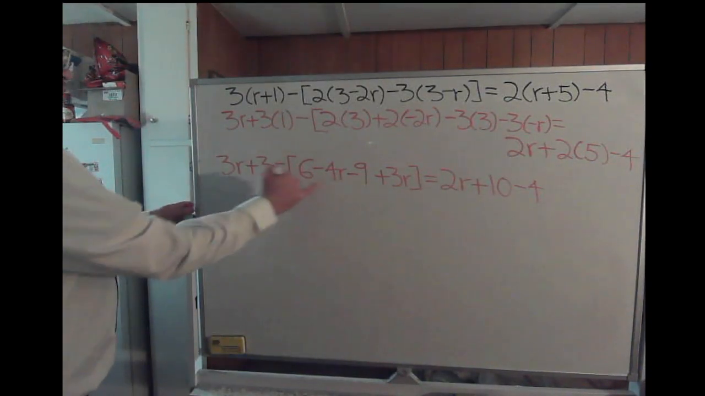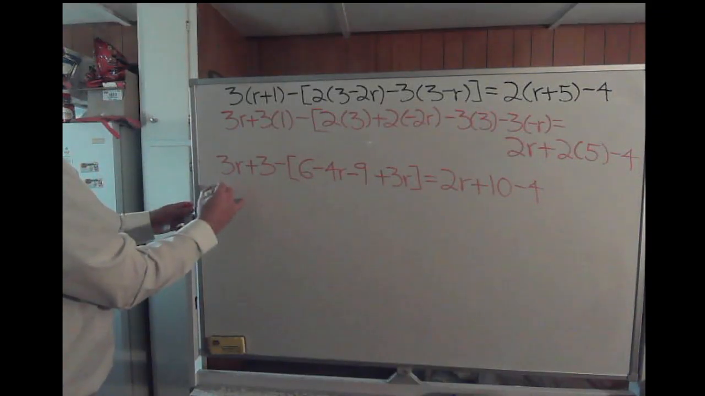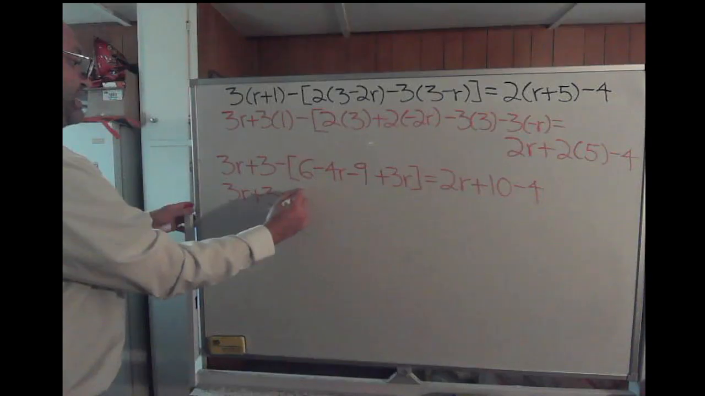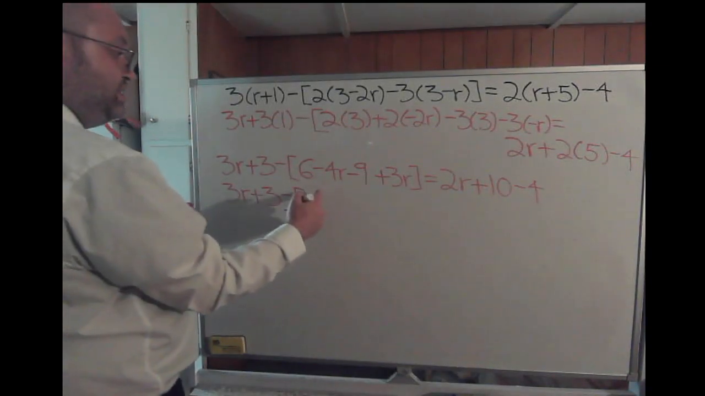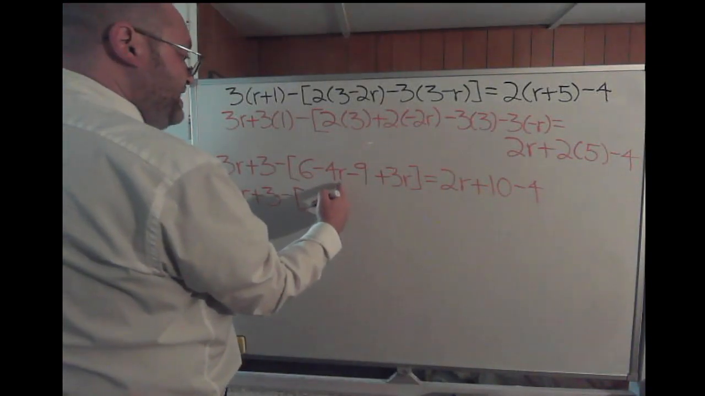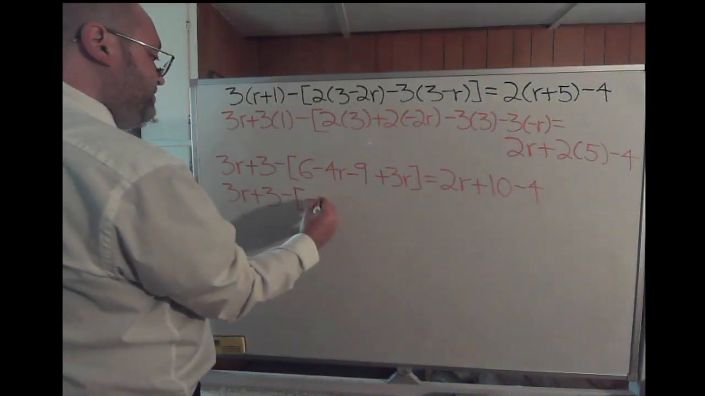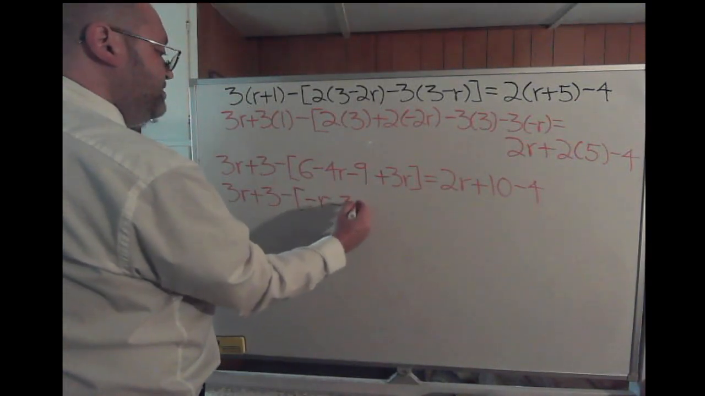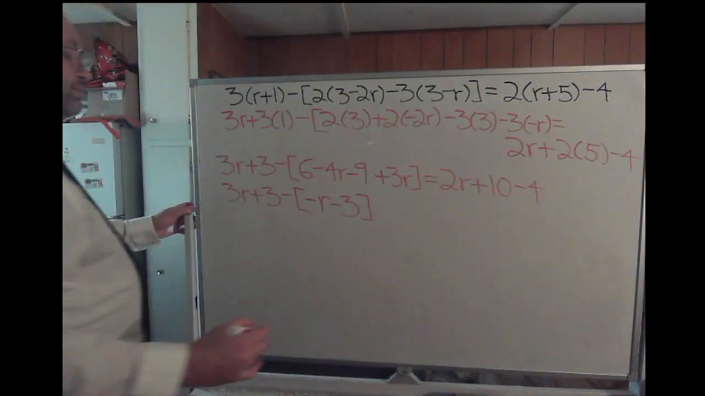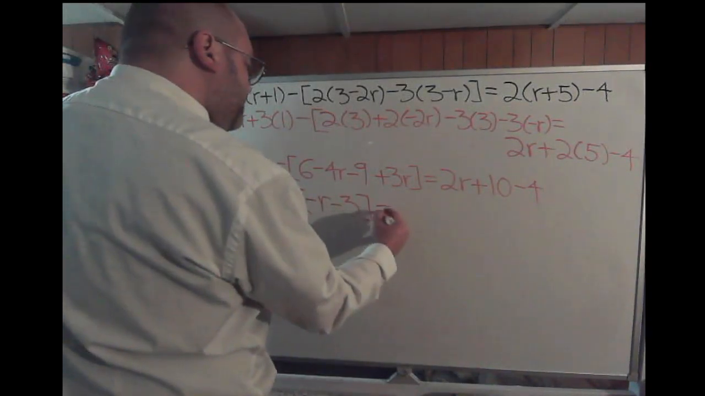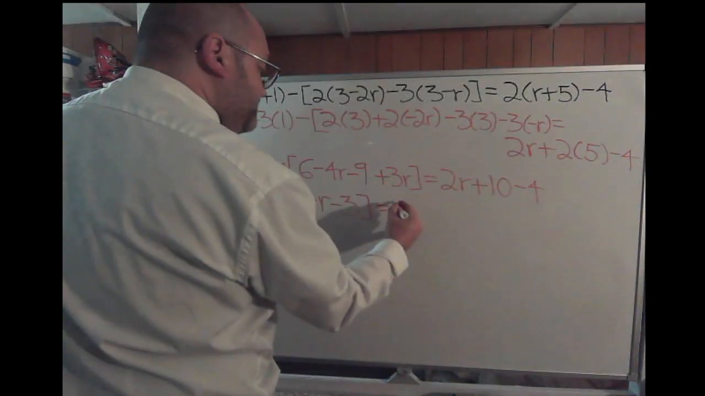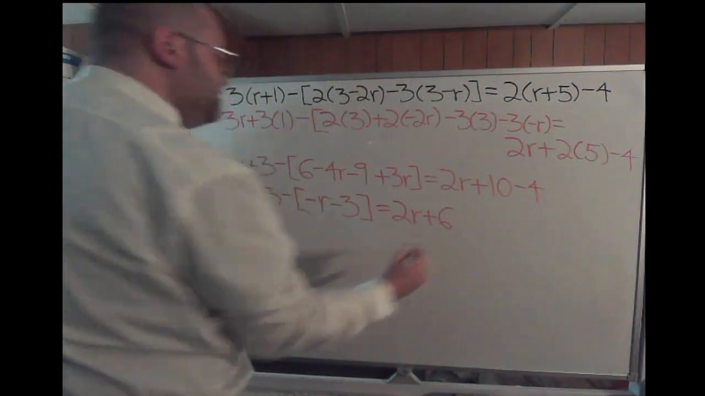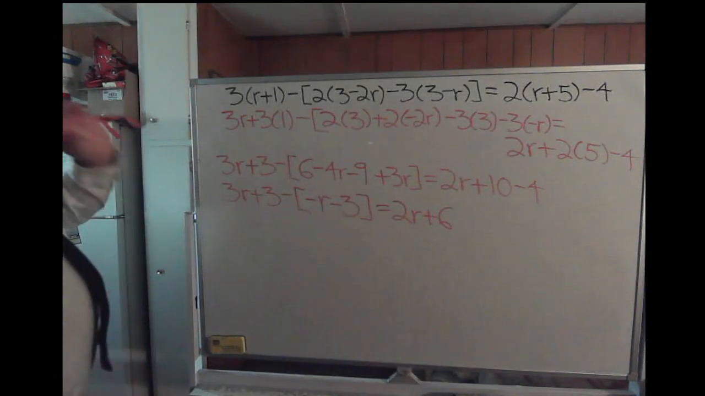So, we're going to work inside the brackets first. We'll leave that 3r plus 3 alone for a minute. Now, inside the brackets, let's do the like terms. You'll have negative 4r plus 3r, that would give you negative r. Then you have 6 minus 9, that would give you negative 3. So you'll have negative r minus 3. That would all equal, on the right side, you still have your 2r, but you have 10 minus 4, that'd be 6. So that'd be equal to 2r plus 6.